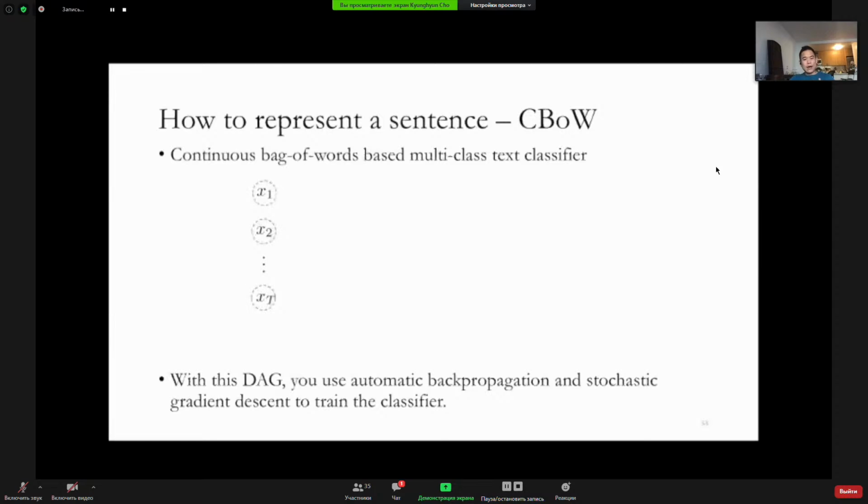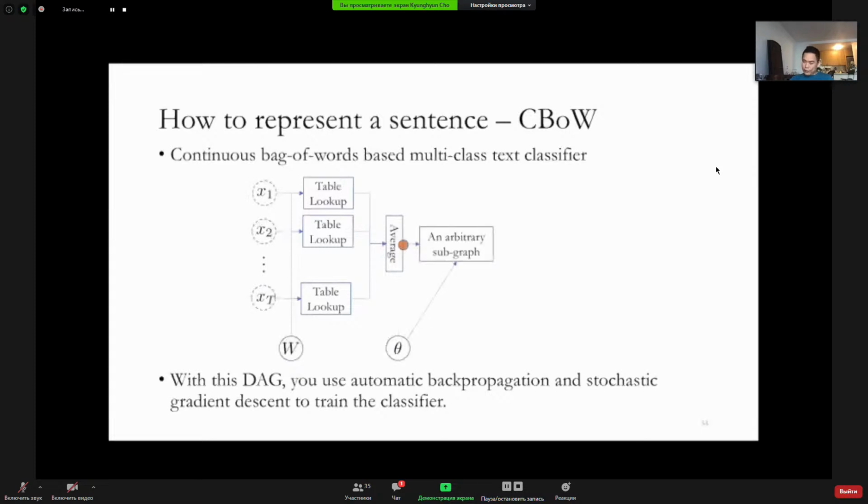So let's just look at how the DAG looks. We have the input, and for each token, it goes through the table lookup to form a high dimensional continuous vector. And then these vectors are averaged. Once you have the average vector, which is a continuous bag of words, we can again put another arbitrary directed acyclic graph on top of that, with its own parameters theta. And that eventually goes into the output of the graph, into a softmax layer. And that is our continuous bag of words text classifier.